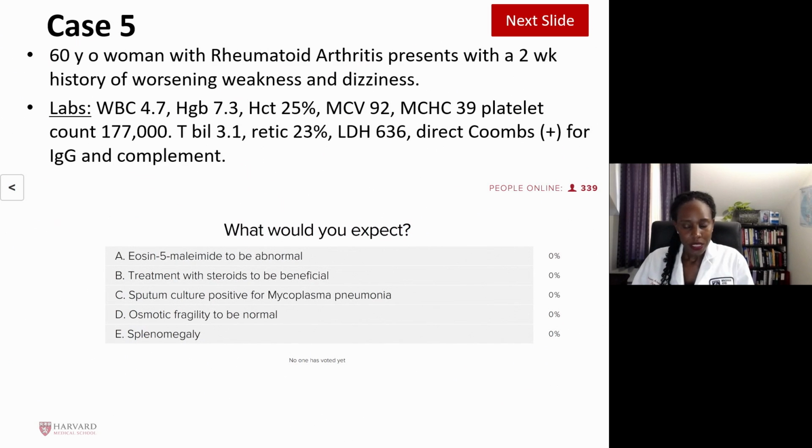What would you expect in this woman? Eosin-5-maleimide to be abnormal, treatment with steroids to be beneficial, sputum culture to be positive for mycoplasma, osmotic fragility to be normal, or splenomegaly.